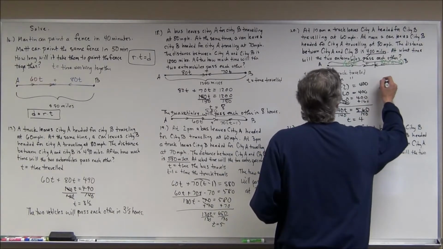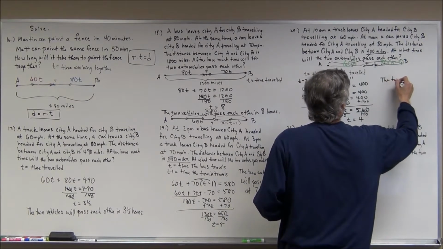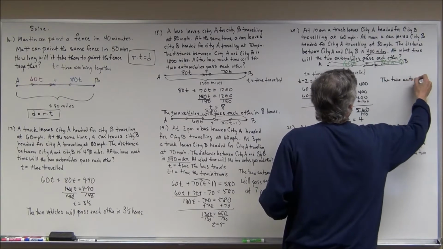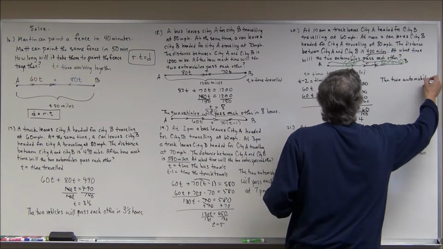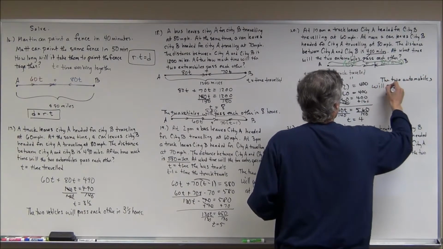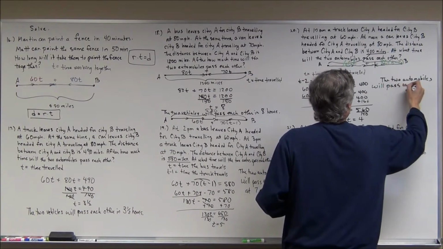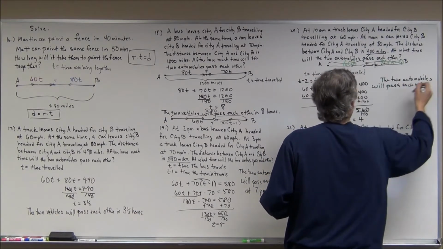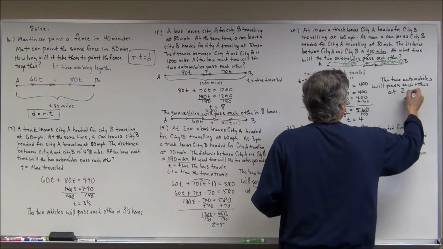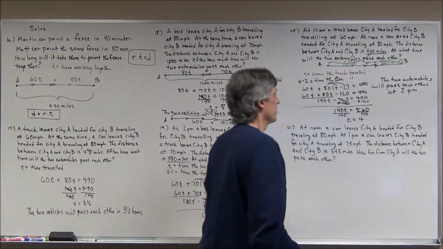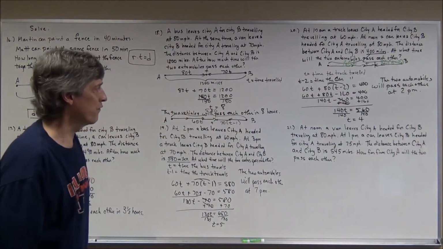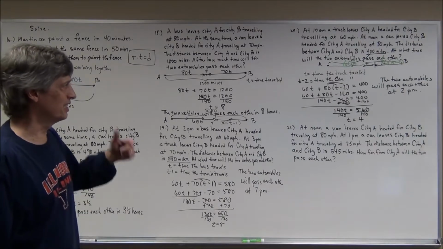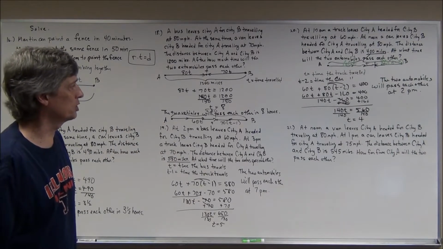So the two automobiles will pass each other at 2 p.m. Put the time down. Don't just write down 4 hours or something like that, because then technically you haven't really answered the question.